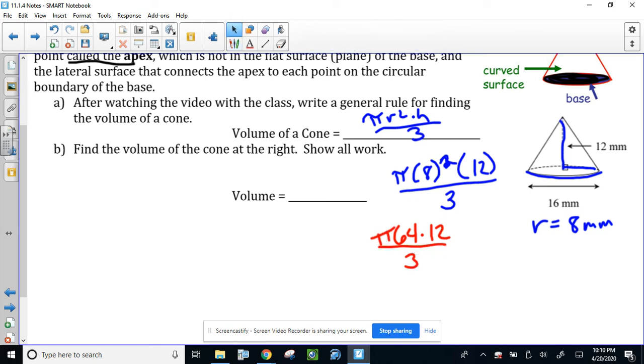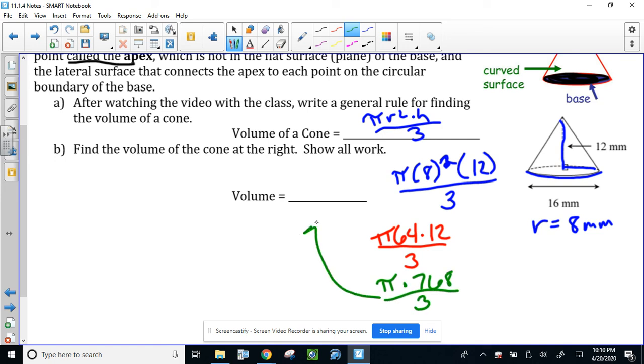So I'm going to just leave this in terms of pi. And 64 times 12 is going to give me 768. So I have pi times 768, and I'm going to divide that by 3. And that will give me a nice answer of 256 pi millimeters cubed.